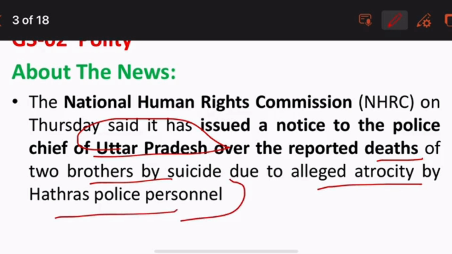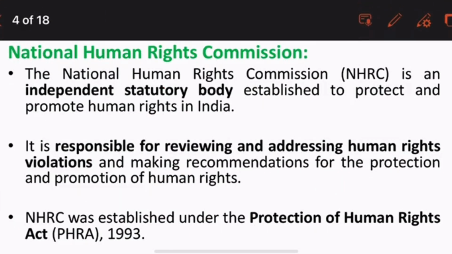This is a common issue happening in UP. Very frequently, police personnel are attacking the people who are in jail. So the Human Rights Commission issued a notice on this. See, anything that comes in the news is only news, but for prelims or for the exam, you have to link that particular news to the subject, which is a very crucial part that aspirants generally fail to do. So in that way, we will help you to link that news.